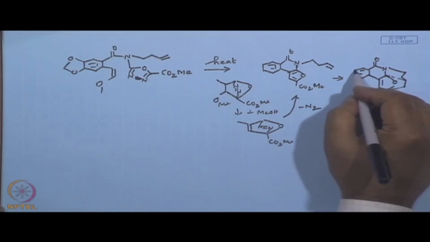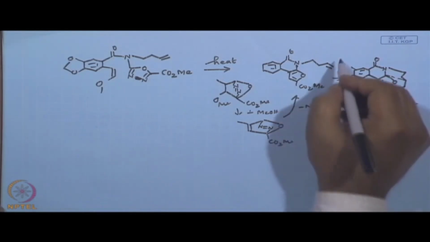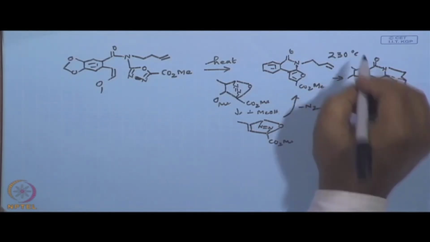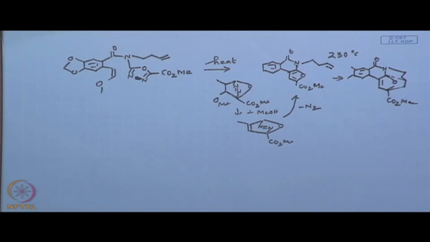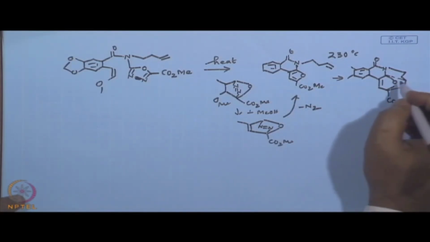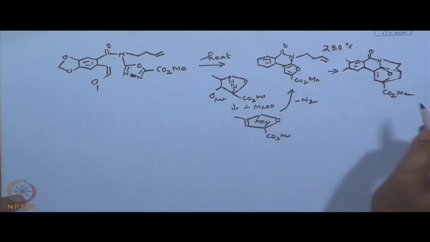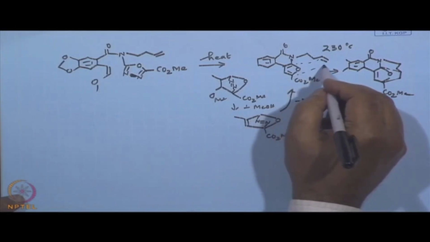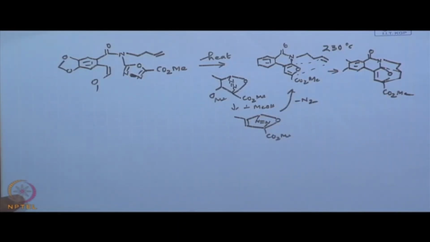So, these reactions are carried out at a little elevated temperature, 230 degrees centigrade. What else can you think of? Basically, one more intramolecular Diels-Alder reaction between the furan unit and the olefin unit.